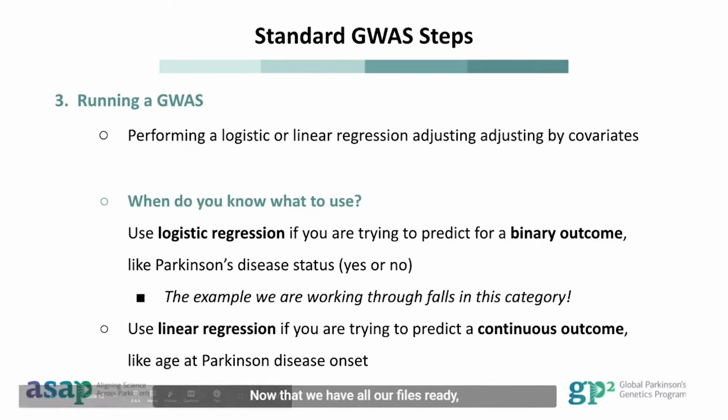Now that we have all our files ready, can you run a GWAS in PLINK? And the answer is yes. While PLINK is easy to use, it is a bit slower than the popular alternative RV tests. RV test requires slightly different requirements that are outlined in the code on GitHub if you're interested. The typical GWAS is run using logistic regression, and this is because we are predicting a binary outcome. Does the patient have Parkinson's disease? Yes or no. However, you can run a GWAS to predict a continuous outcome, like age at onset.